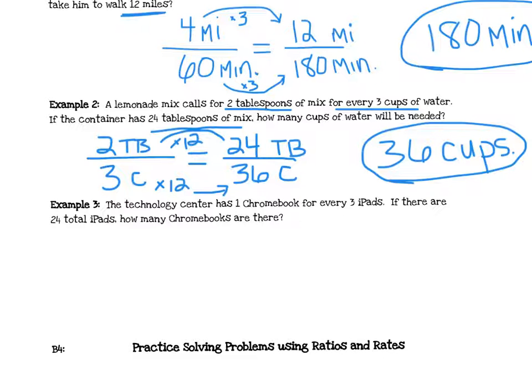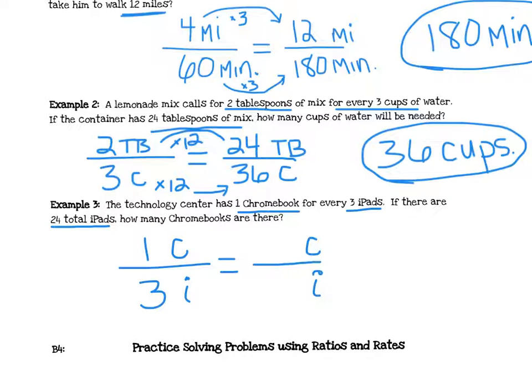The Technology Center has 1 Chromebook for every 3 iPads. If there are 24 total iPads, how many Chromebooks are there? Okay, so start with what you know. 1 Chromebook for every 3 iPads. And we're going to make that equal to another ratio comparing Chromebooks to iPads. And this time we know there's 24 total iPads. So I'm going to fill that in down here with my iPads. Okay, start with what we know.